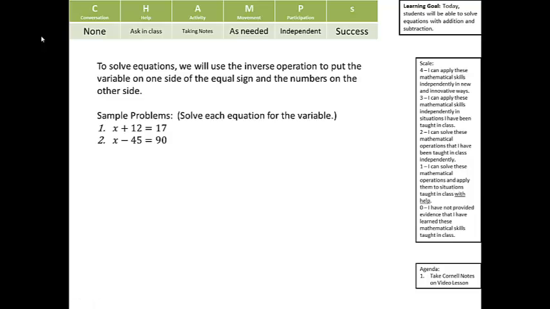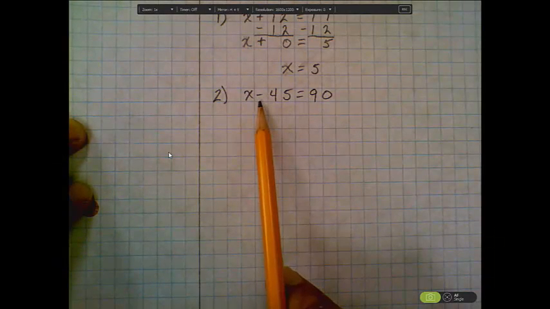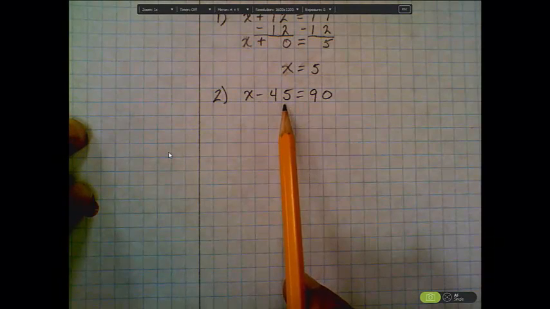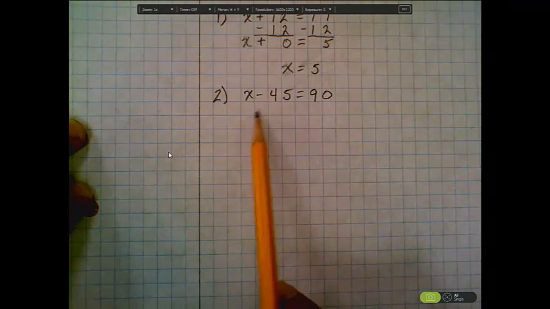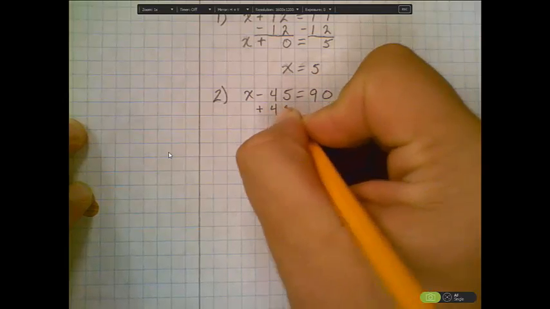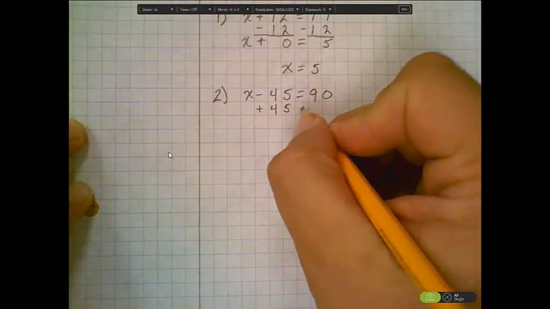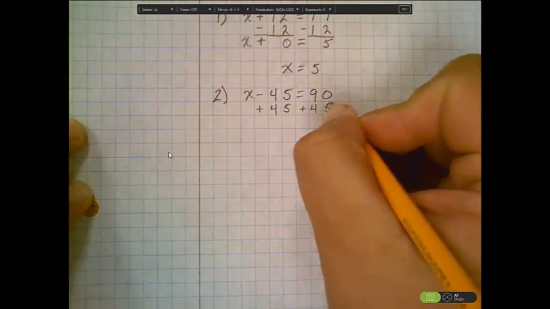Okay, our second sample problem that we're going to do is x minus 45 is equal to 90. I've written the equation down again. X minus 45 is equal to 90. In this case, because we're subtracting 45, in order to balance this out, we're going to add 45. But remember, if we do something to one side of the equation, we have to do it to the other side of the equation.